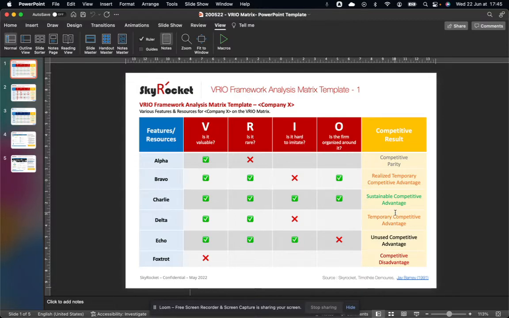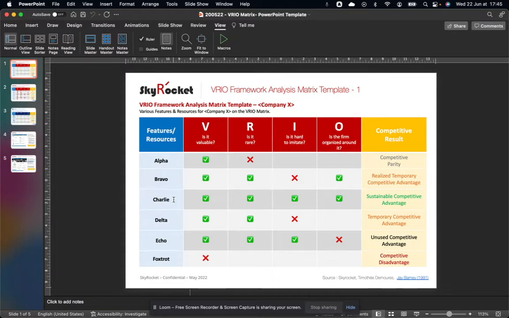So while many other more analytical, quantitative resource-based view models exist, the VRIO analysis framework is appreciated for its clarity and simplicity. You can see nothing very complex here. So the starting point is to define what you call a feature or a resource. Tangible or intangible.